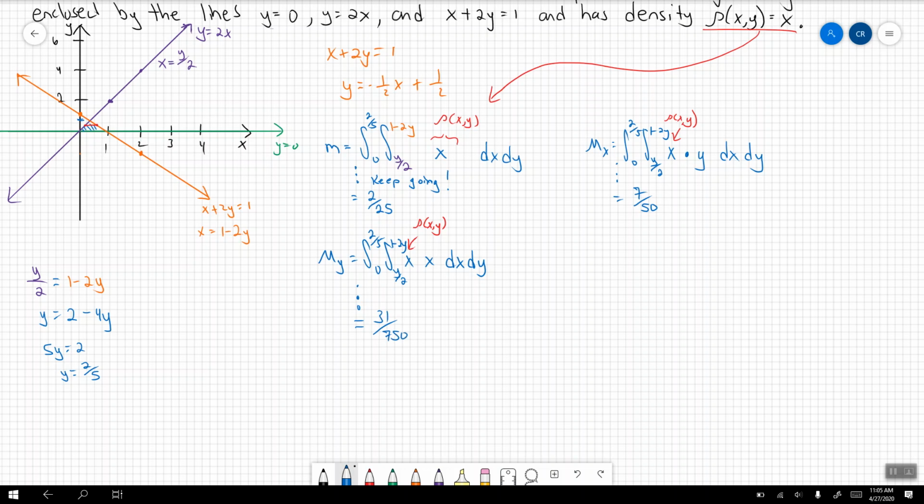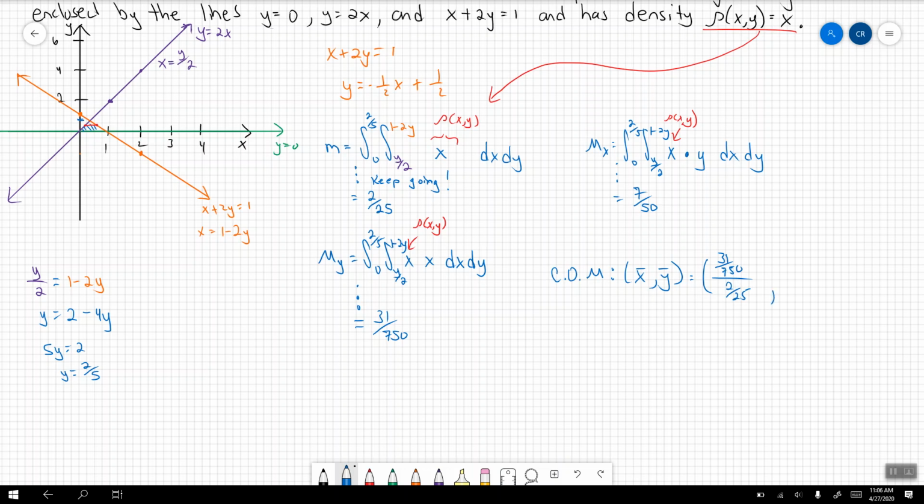Now, all of these 3 answers are going to be used in order for us to calculate the center of mass. Now, the center of mass, that was this x bar, y bar, which means we're going to take the moments about the y-axis, and that's these guys right here. So it's going to be 31/750, and we're going to divide this by 2/25, which was the original mass of that object.